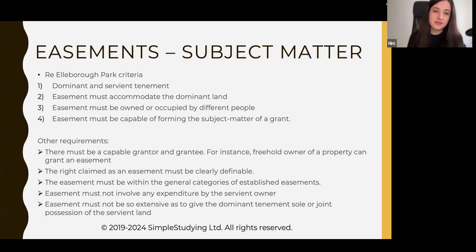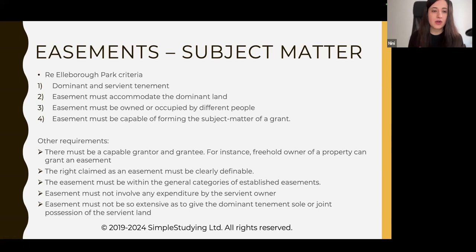Third, the dominant and servient tenements must be owned or occupied by different people. If they are owned by the same person, it could still be converted to an easement by operation of the rule, so-called quasi-easements, the Wheeldon v Burrows principle. We will talk about that in a bit more detail. But this is the requirement. Unless the two pieces of land are owned by two different people, there is no easement. Fourth, the easement must be capable of forming the subject matter of a grant.